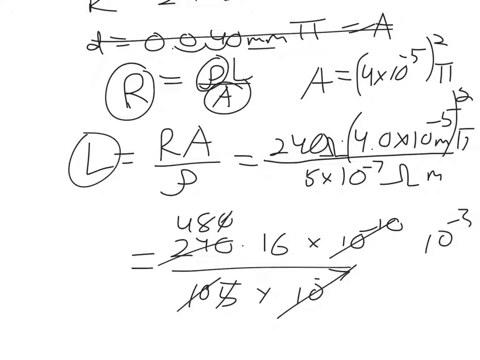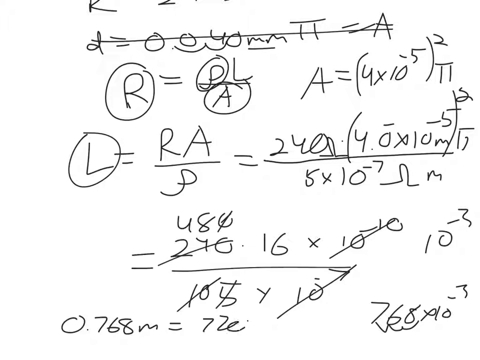Let's see what the calculator says. 48 times 16 is 768. So 768, 10 to the minus 3. Well, that's just move the decimal. 1, 2, 3. So 0.768 meters, or about 77 centimeters. Because we're rounding. This is a 2 sig fig problem, yeah? Yeah, that's a 2 sig fig problem. So 77 centimeters long.